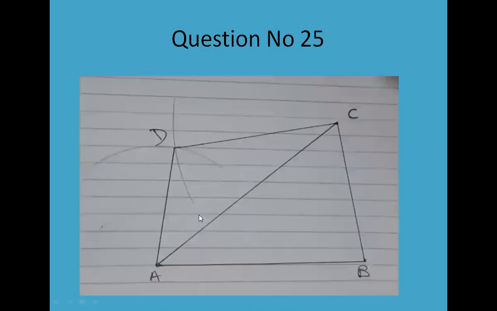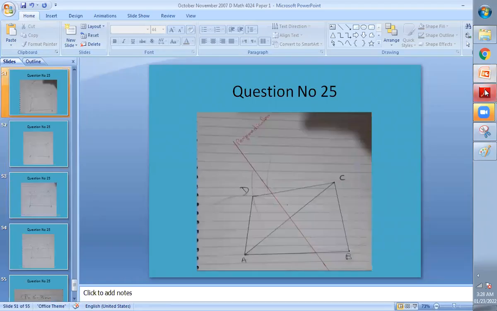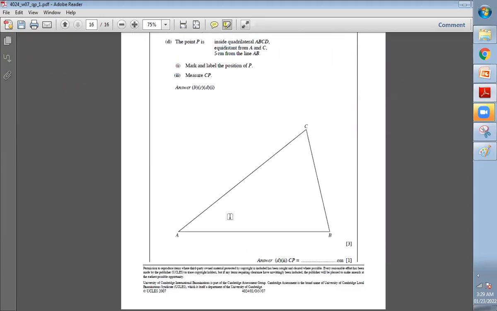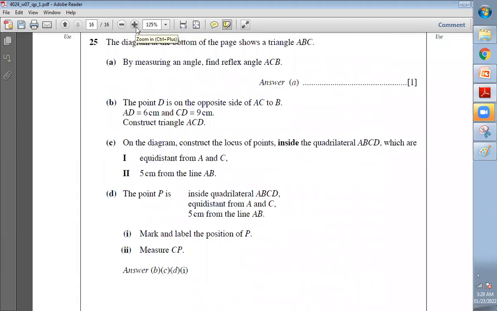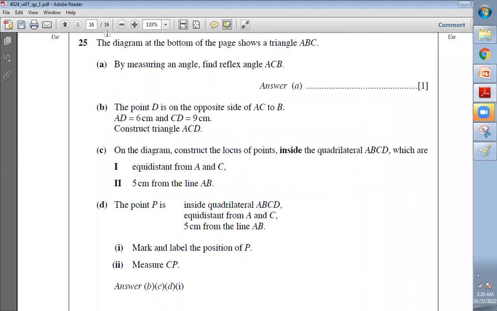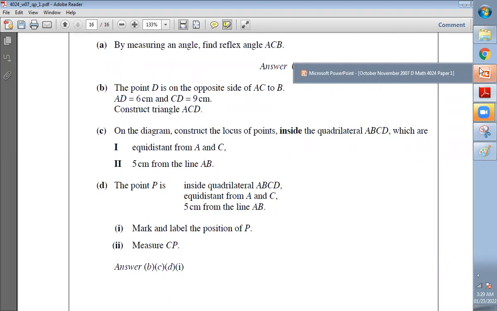Okay. So you can see I have drawn the D, I have joined them with the A and the C as well. Okay. Then the question is, this is the diagram which I have. Their question is, C part. On the diagram, construct the locus of a point inside the quadrilateral ABCD, which are equidistant from A and C. If something is equidistant from 2 points, you have to draw a perpendicular bisector.